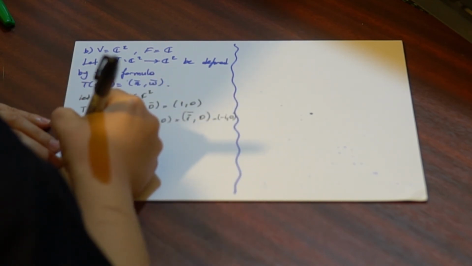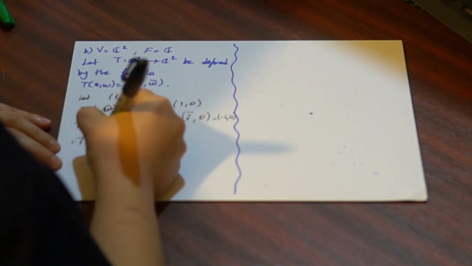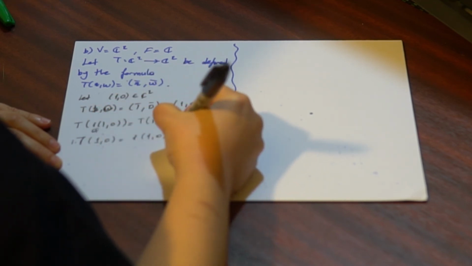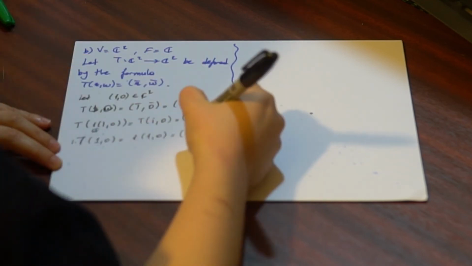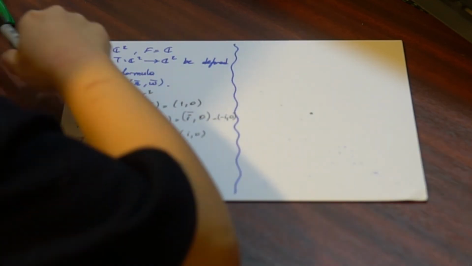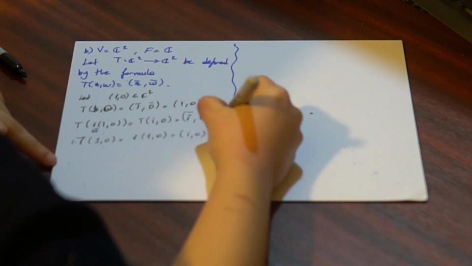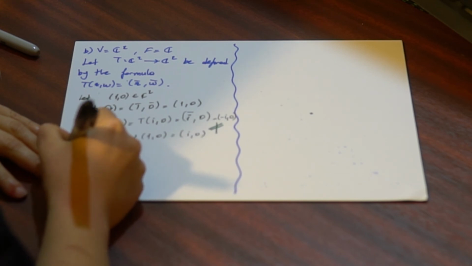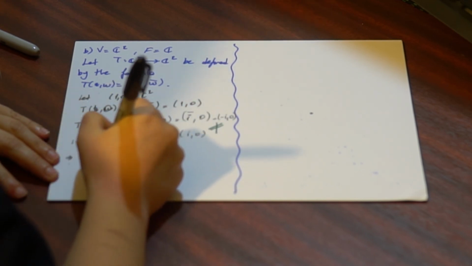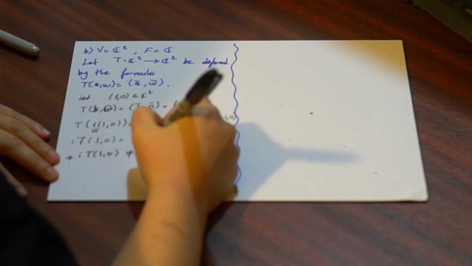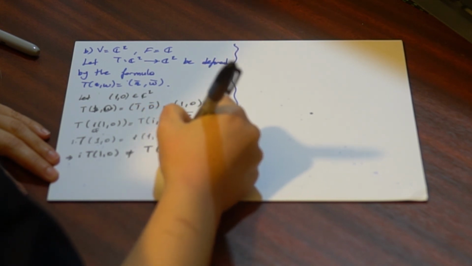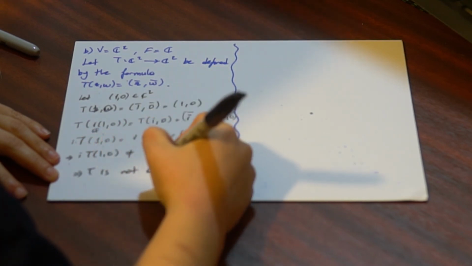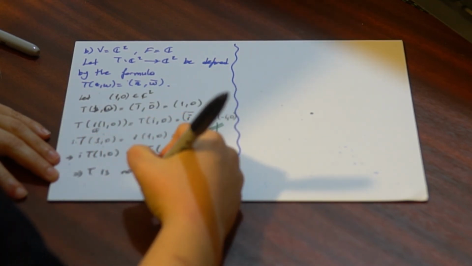And look at i times T of (1, 0). This is equal to i times (1, 0), which is equal to (i, 0). And minus i and i are not equal. So these two are not equal. Therefore, since i times T(1, 0) is not equal to T of i times (1, 0), T is not a linear transformation.